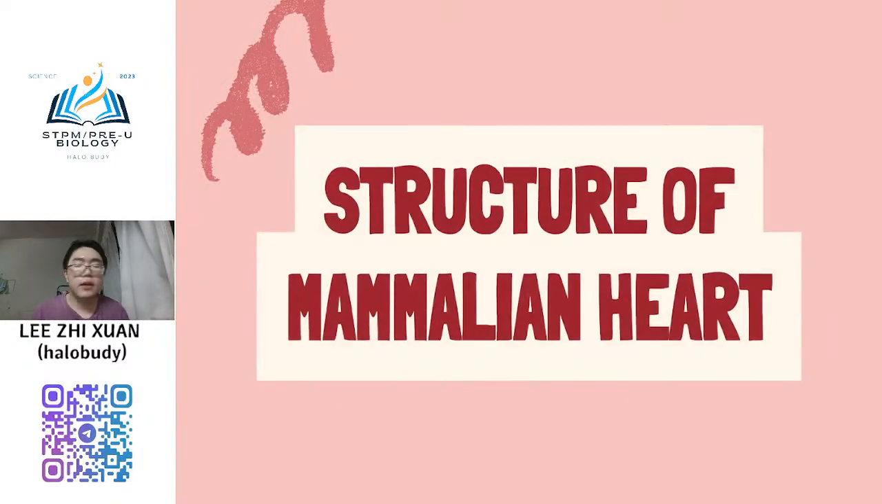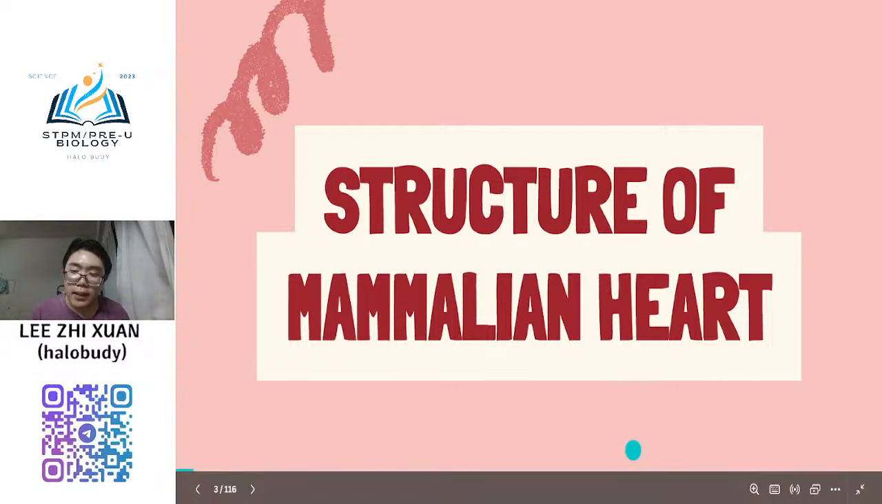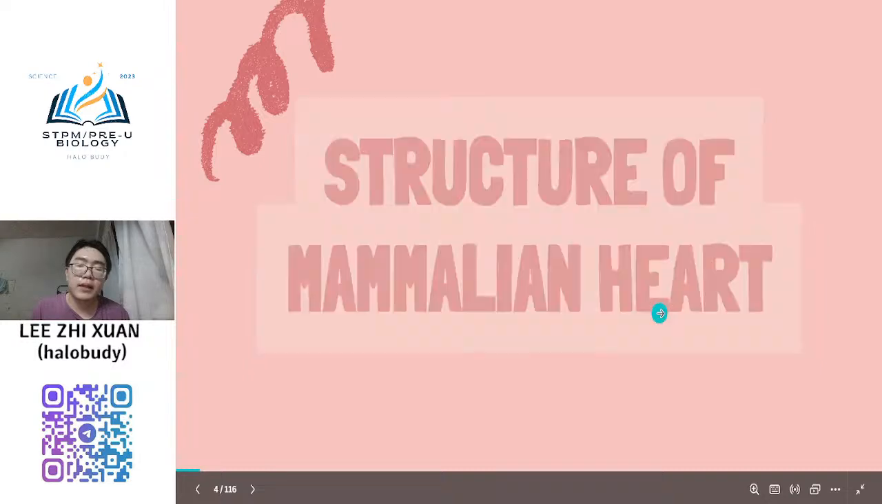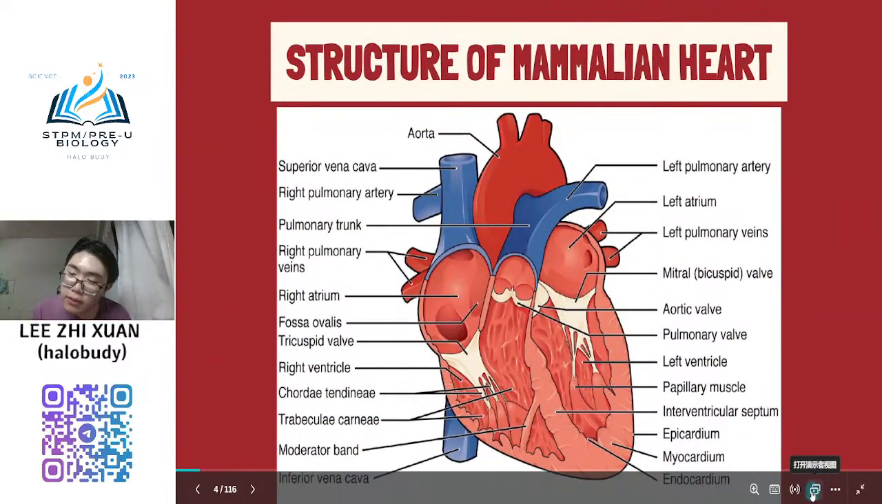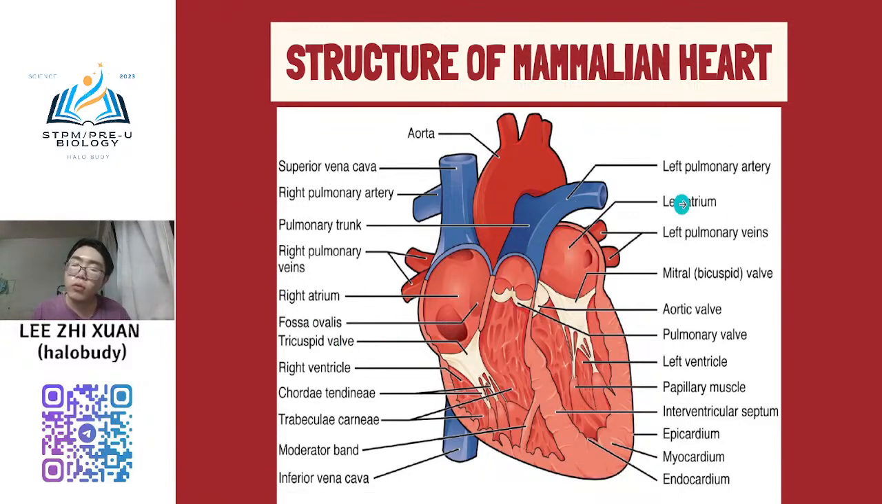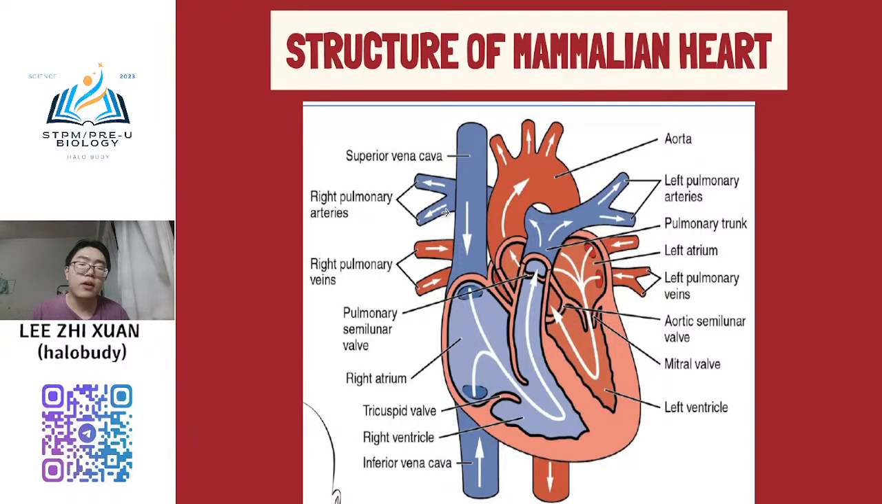Now we will proceed to the mammalian heart structure. This is the first learning outcome, and it is a basic one. I think you already learned this in SPM, so this is just revision. I think everyone should know this structure already, right? This is our mammalian heart structure, and these are all the labels you need to know. Not all the basic labels, I will explain them later. This is just the normal mammalian heart structure, and this one is also a mammalian heart structure.